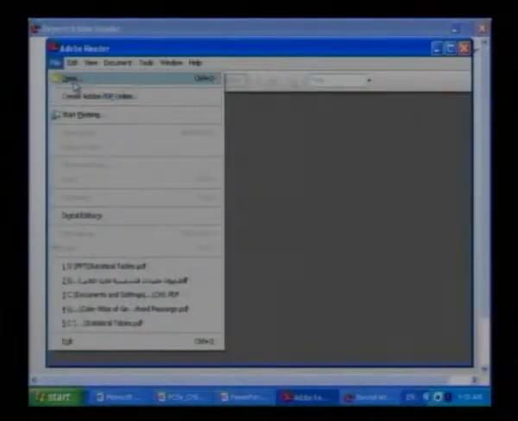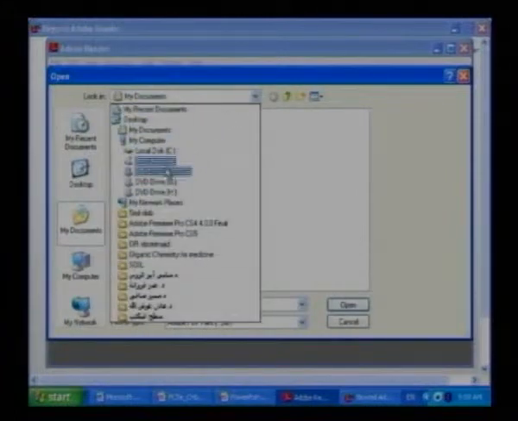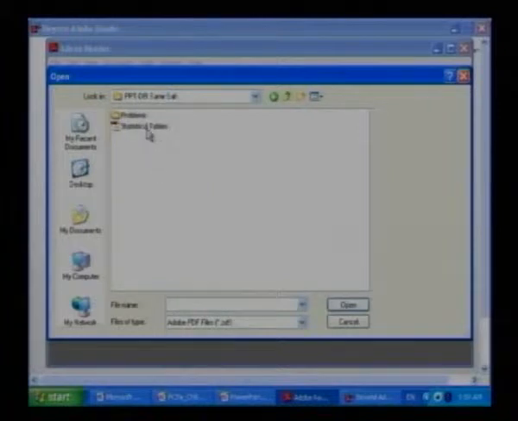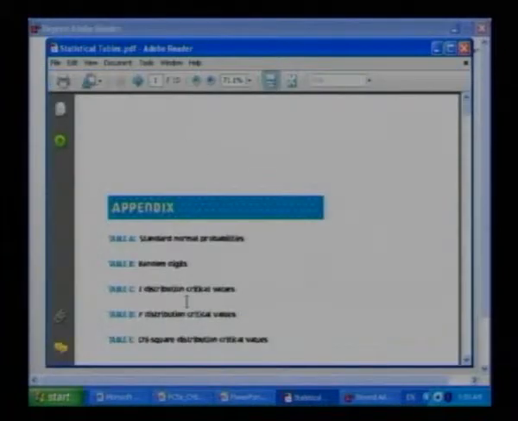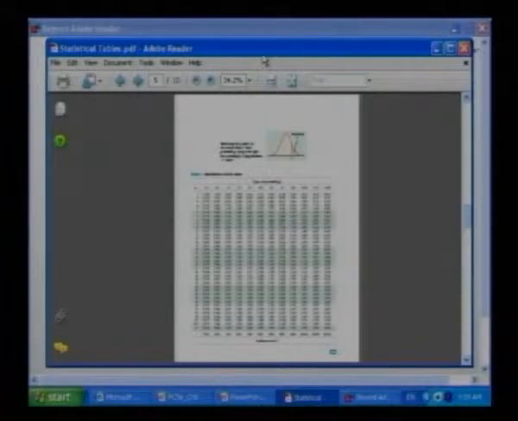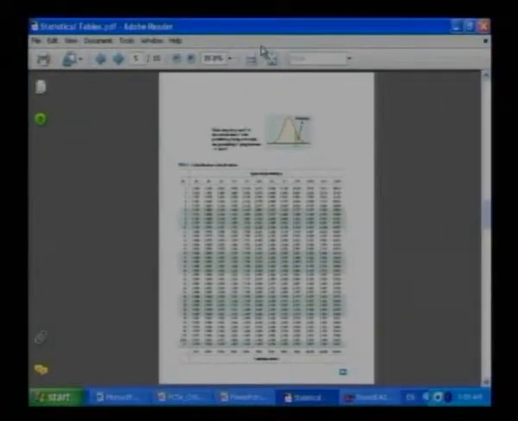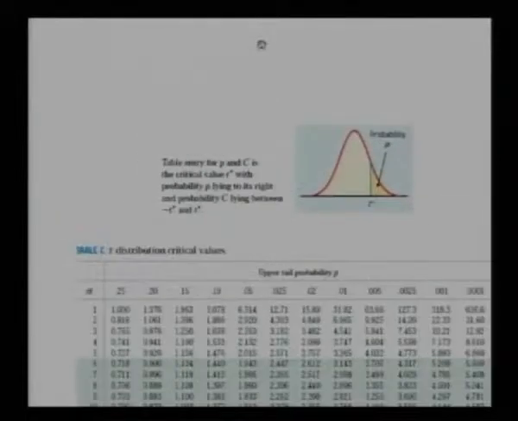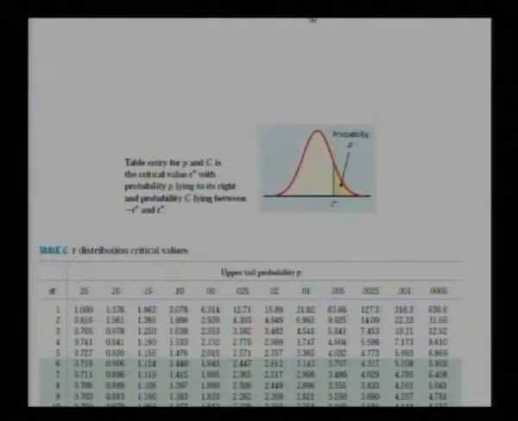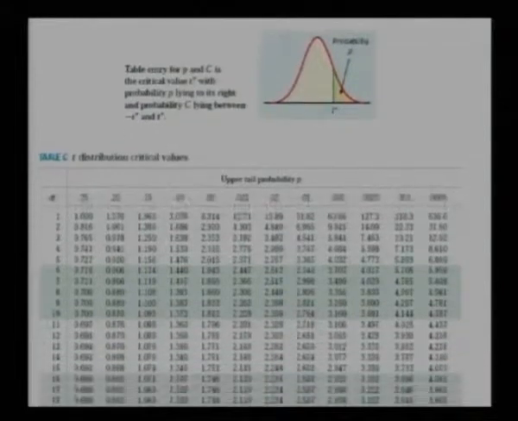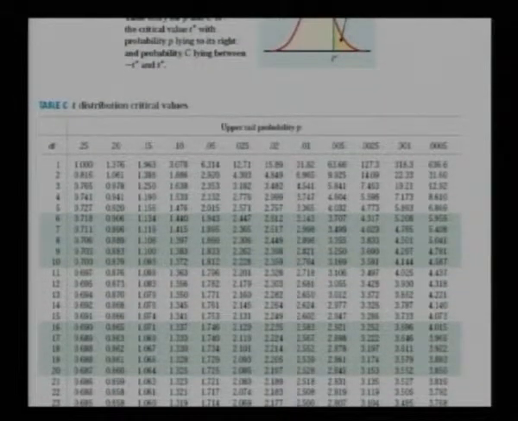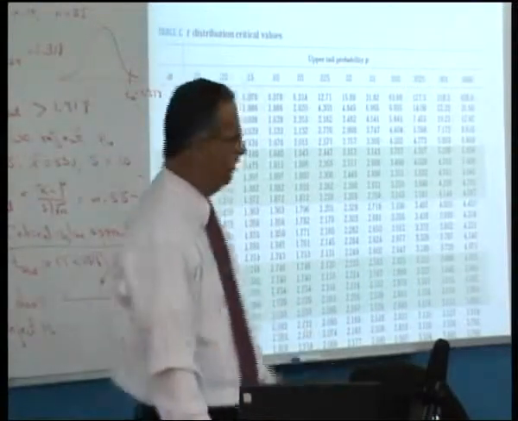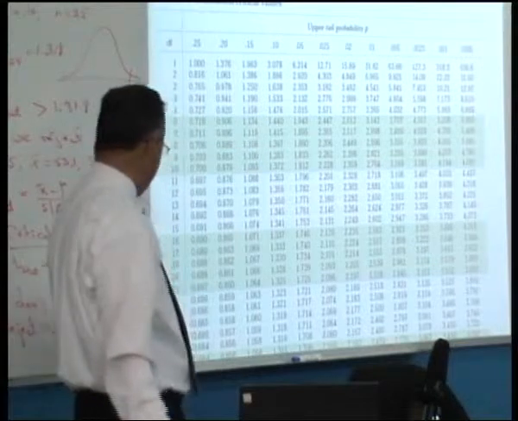So let's open the t-table. It takes a second. So this is the statistical table. So this is your t-table. Now we are looking for the p-value at degrees of freedom of 24, because the sample size is 25. Now look at 24.